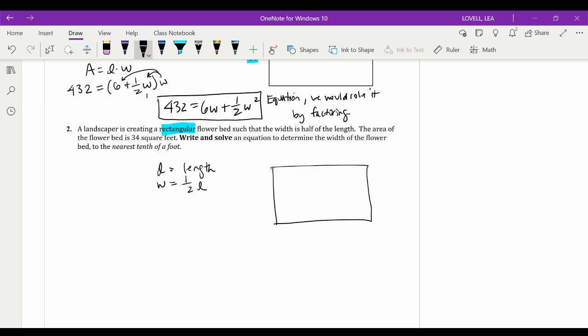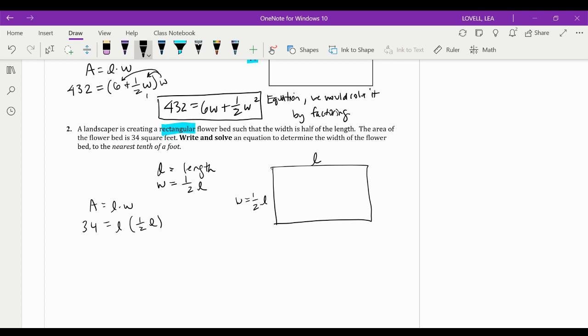So the area of the flower bed is 34 square feet. So I know that this is going to be the length. The width is going to be 1/2 the length. And the area is equal to the length times the width. So now I just substitute. I have my area is 34 square feet, my length is L, and my W is 1/2 L.